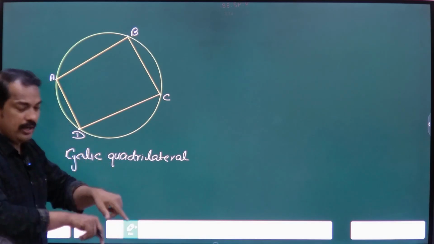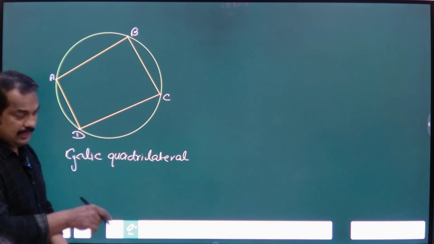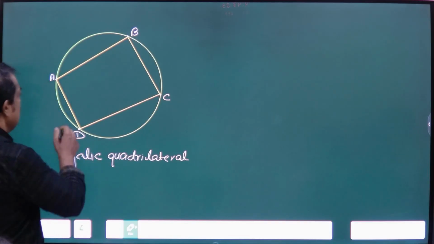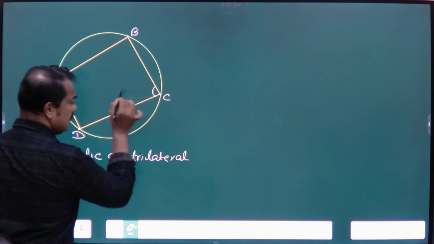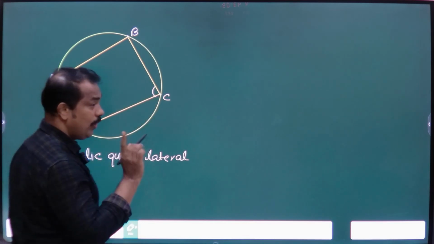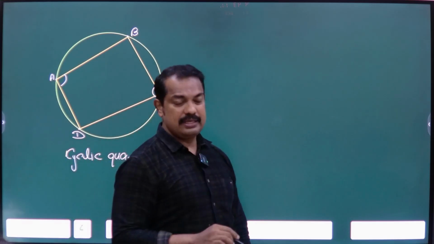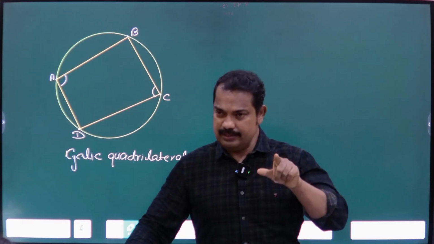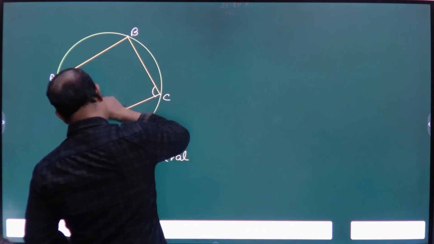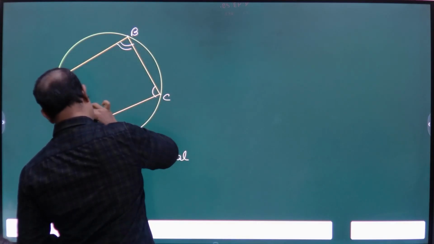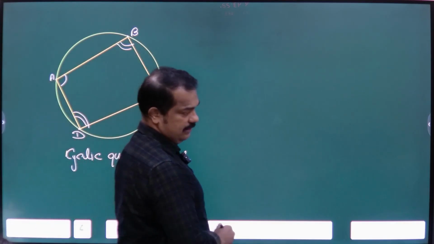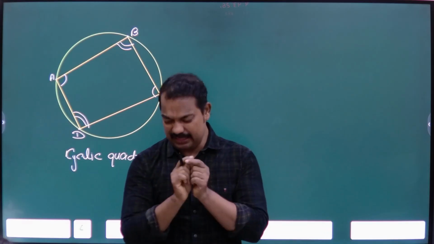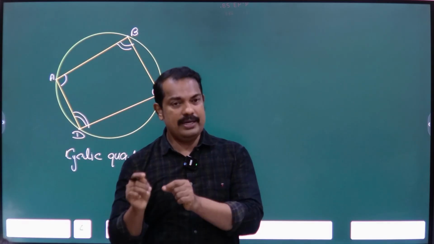And in a cyclic quadrilateral, that's the next theorem. In a cyclic quadrilateral, the sum of the opposite angles is 180 degrees. Any pair of opposite angles sums to 180 degrees. Angle B plus angle D is also 180 degrees. Means the sum of the opposite angles of a cyclic quadrilateral is 180 degrees.